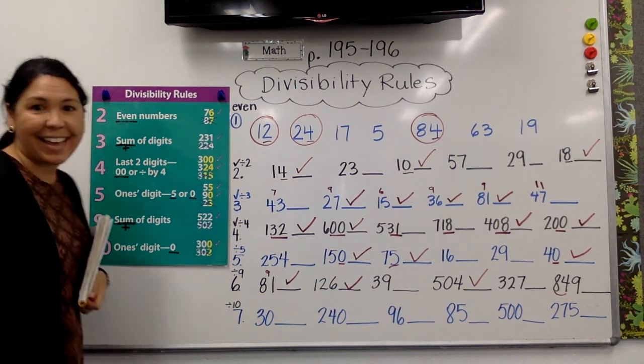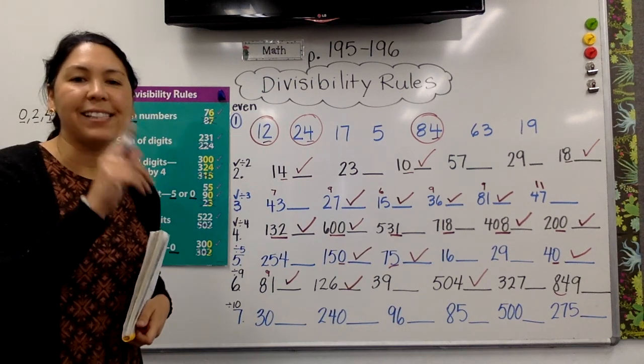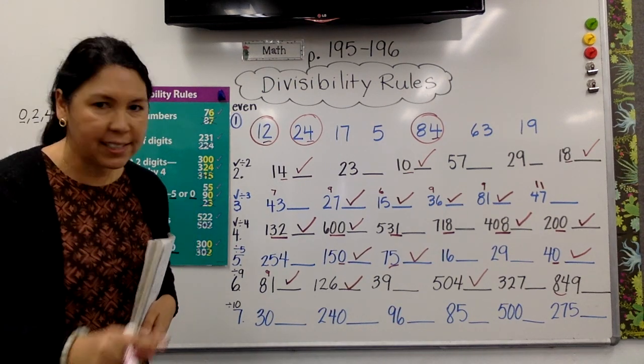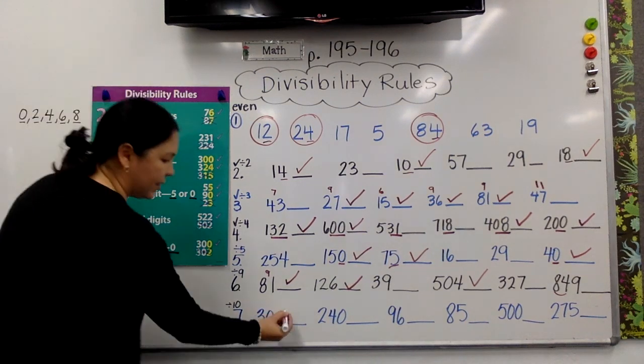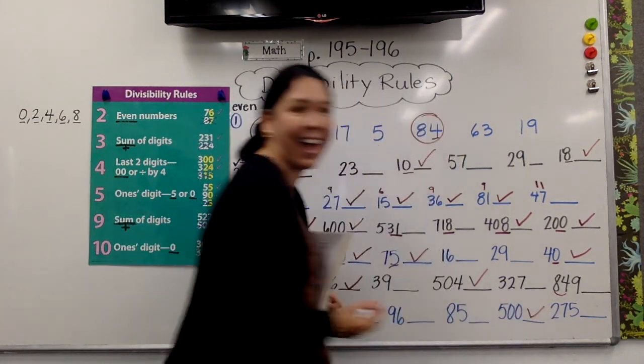We're dividing by 10 on this. Oh, and I've got 9 seconds. Okay, so if it ends in a 0, it's good. Let's go fast. Ends in a 0, yes. Ends in a 0, yes. Ends in a 0, yes.